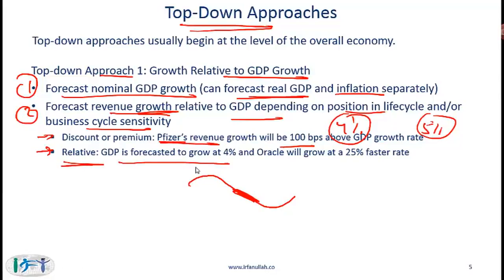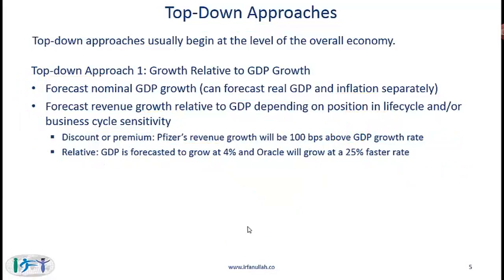Another scenario is where you take a relative number. So again, let's say that the American GDP is growing at 4%, and you say that Oracle, which is a tech company, is going to grow at a 25% rate faster than the overall economy. So then you can say you estimate Oracle's growth to be 4% into 1.25, which is 5%. So there are different approaches that you can use.